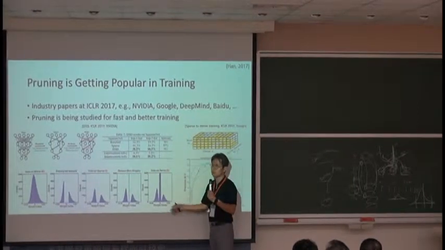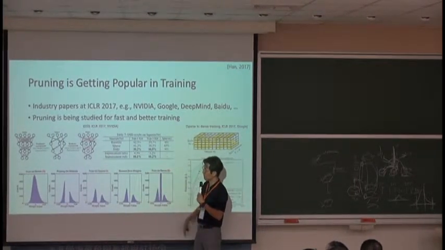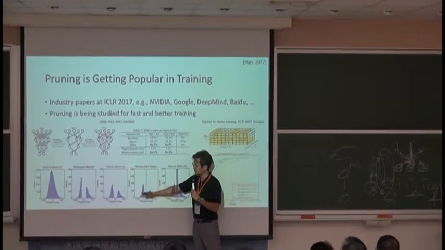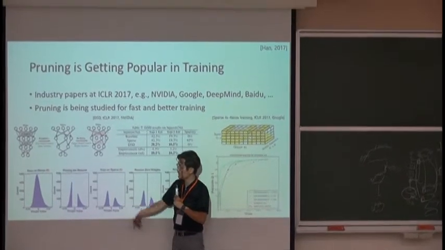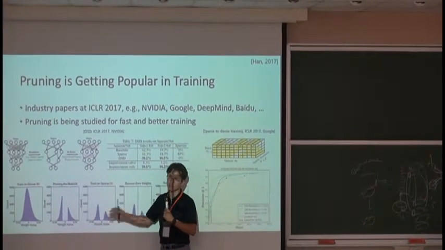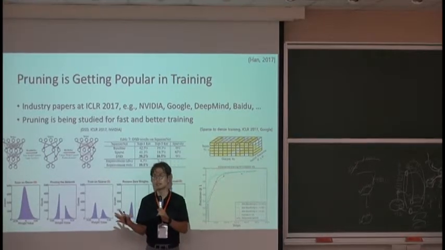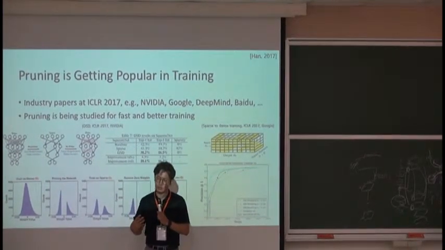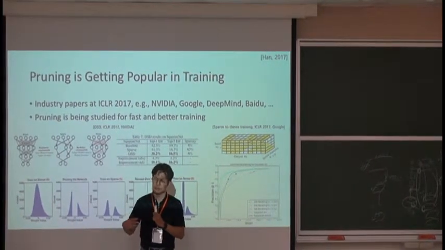We can exploit the pruned results in a different way. In this paper, after the pruning, we have a distribution like this, with a significant amount of zero weights. So we have two options. By exploiting zero values, you can save energy consumption and reduce runtime.